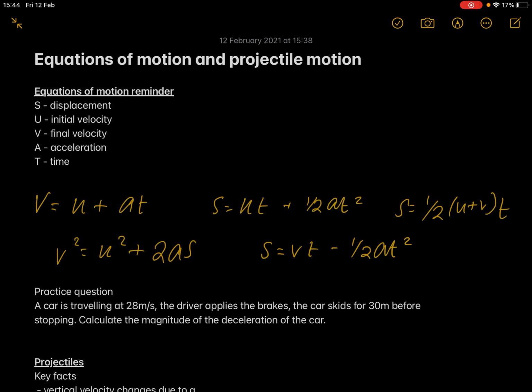Then I've written out our equations. V is U plus AT, S is UT plus half AT squared, S is half U plus V, oh sorry, half U plus V times T. V squared is U squared plus 2AS, and S is VT minus half AT squared.